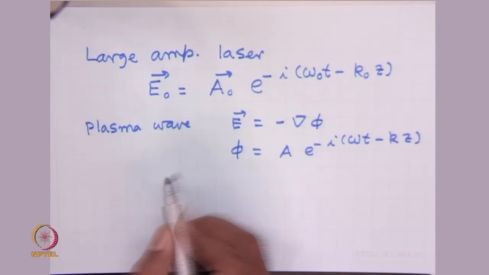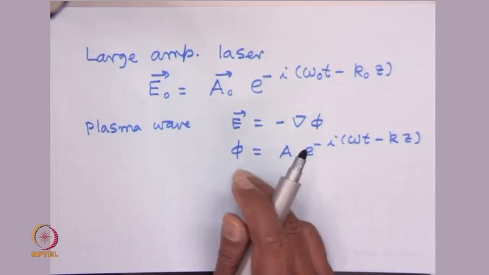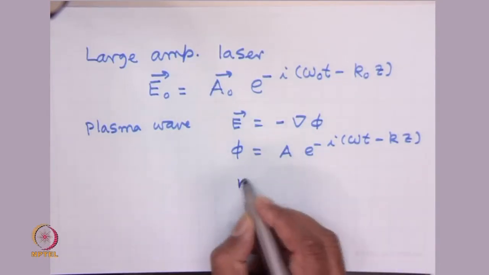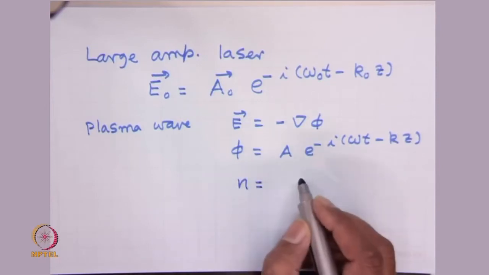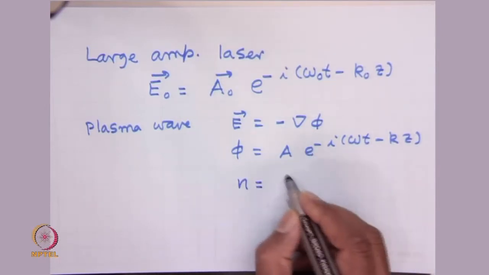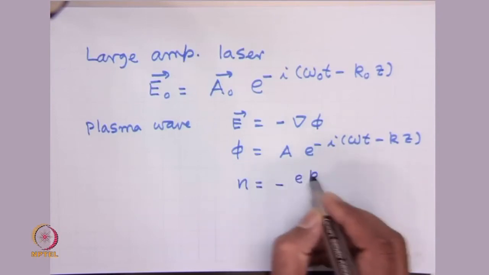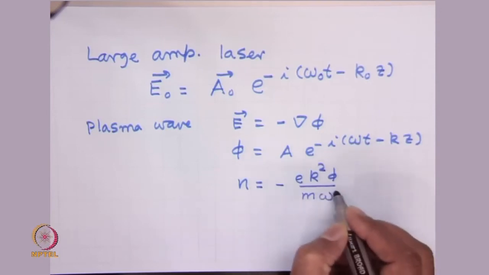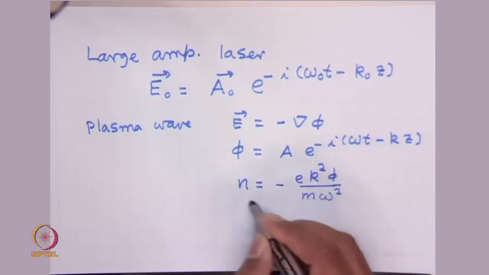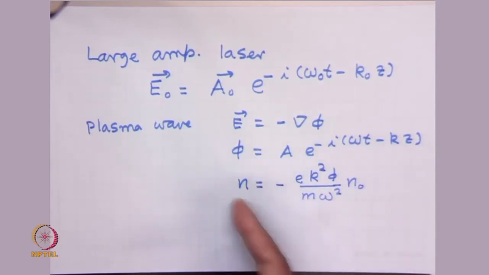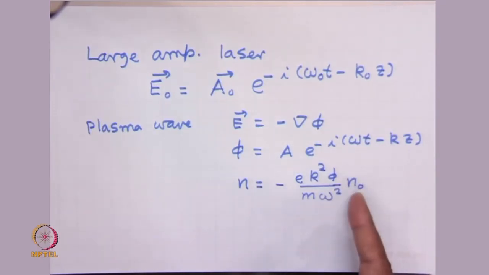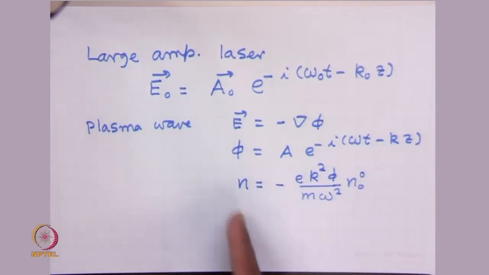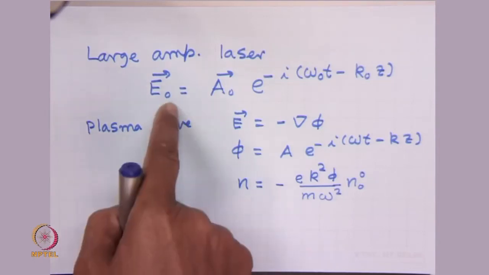How would they couple? This plasma wave, whenever it travels, will give rise to density perturbation, and if you use cold plasma theory that we did earlier, it turns out to be equal to minus e k square phi upon m omega square. This is the density perturbation caused on electrons, where n00 is the equilibrium electron density of the plasma. So this density perturbation is seen by this electromagnetic wave.